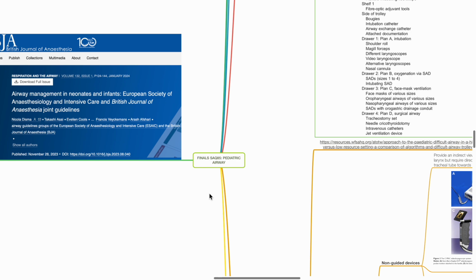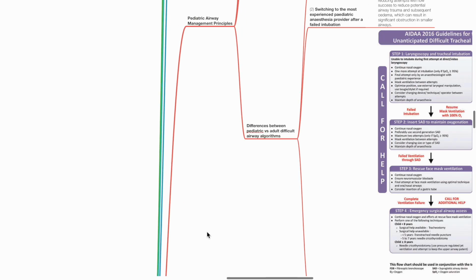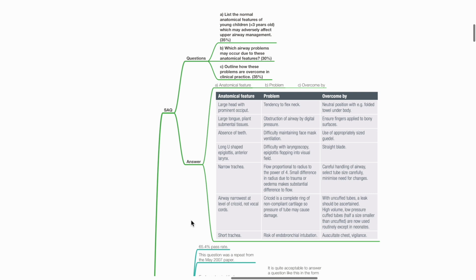Finals SAQ 85, Pediatric Airway. A. List the normal anatomical features of young children less than 3 years old which may adversely affect upper airway management. B. Which airway problems may occur due to these anatomical features? C. Outline how these problems are overcome in clinical practice.